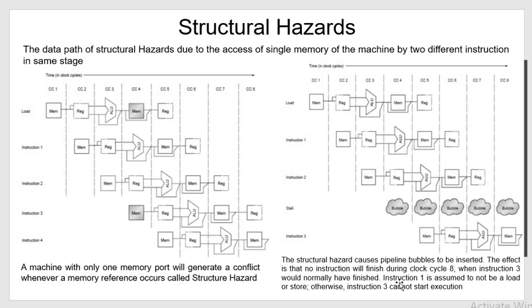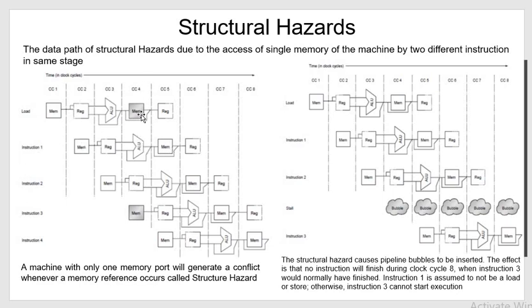So this is the same problem and shown with the detailed data path. So here we are showing the detailed data path for the structural hazard, and again by considering the similar example, due to the access of single memory of the machine by 2 different instructions in the same stage. So again the same thing is there. Let's suppose this is the first instruction load, this is the instruction 1, instruction 2, instruction 3 and instruction 4, and with the assumption that only the first instruction is going to load the data in its 4th cycle from the memory, the rest are not going to do the same thing.